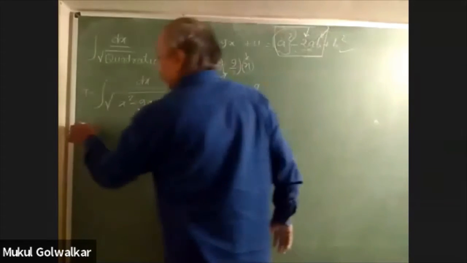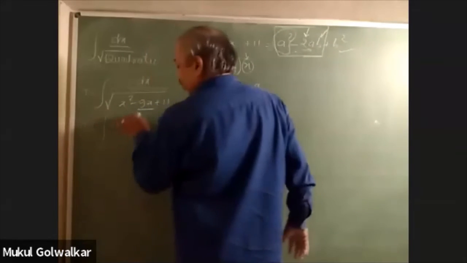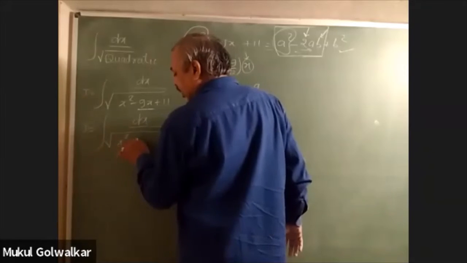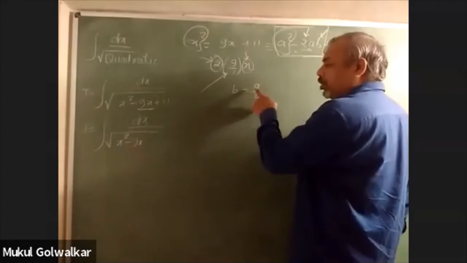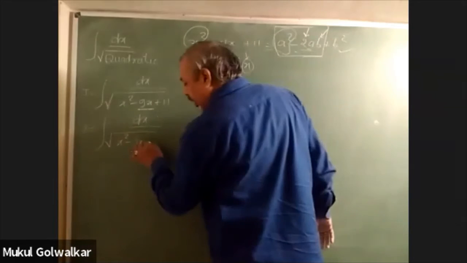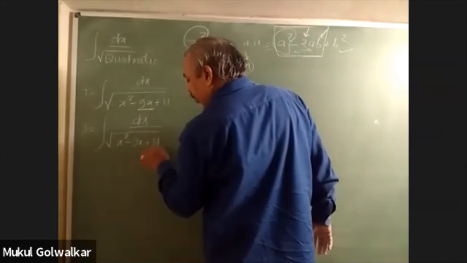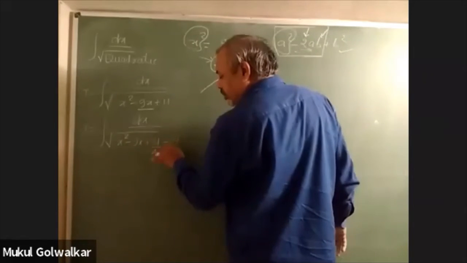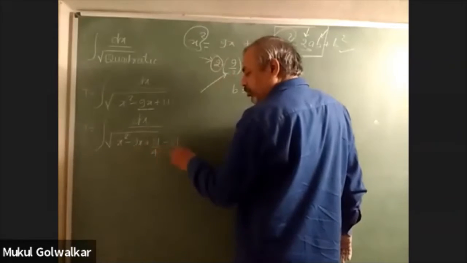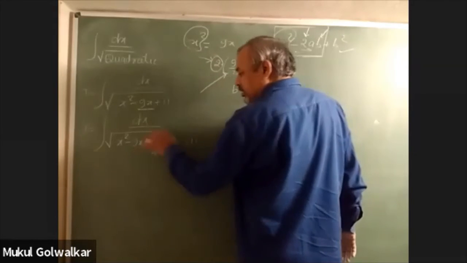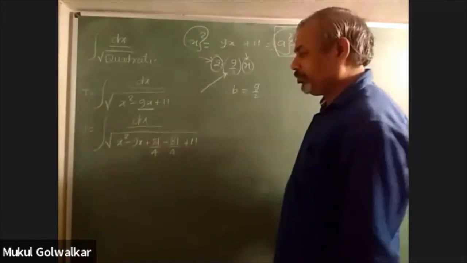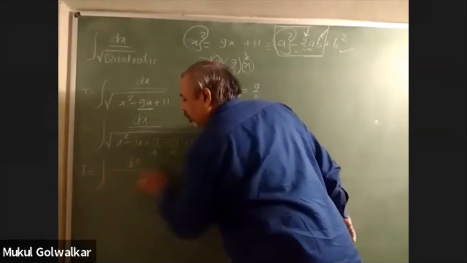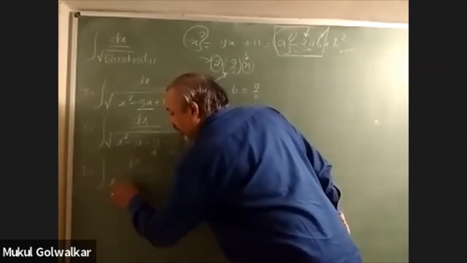Please see that. I is equal to dx upon under root of x square minus 9x, and as we have found the value of b equal to 9 by 2, I am directly adding the square of that, 81 by 4. Simply addition is not sufficient. To balance it, we are required to subtract also. So I am subtracting 81 by 4, plus 11, which is given as a constant in the question. So we write like that.